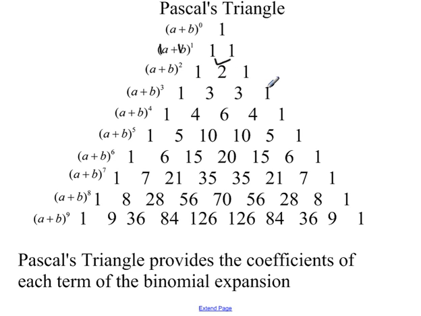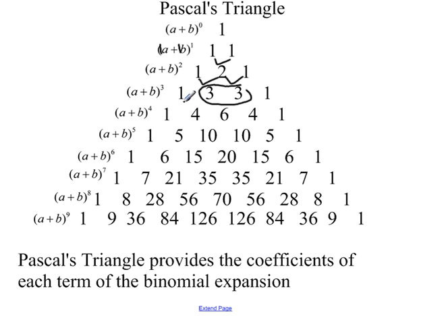Alright, so the first coefficient and the last coefficient in each row is always going to be 1. But the way that you get the middle coefficients is by adding from the top row. So for example here, a plus b to the third. To get the two middle coefficients, 3 and 3, we're just going to add 1 and 2 here to get this 3, and 2 and 1 here to get this 3.